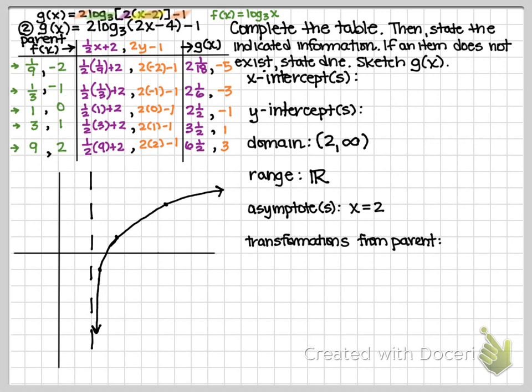I see that there's an x-intercept. I don't know what it is. I've got to figure that out. But I also know that there's no y-intercept because it is not going to hit. So this does not exist. And then we'll come back to the transformations in a minute.